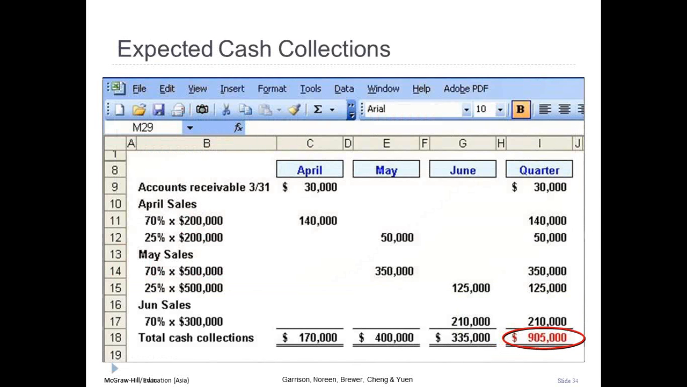The fourth step is to calculate the June credit sales that will be collected during the month of June. So we expect to collect $210,000, which is $300,000 times 70%, from June sales in the month of June. The fifth step is to calculate the total for each column in the schedule and the total for the quarter, $905,000. So now let's turn our attention to the production budget.